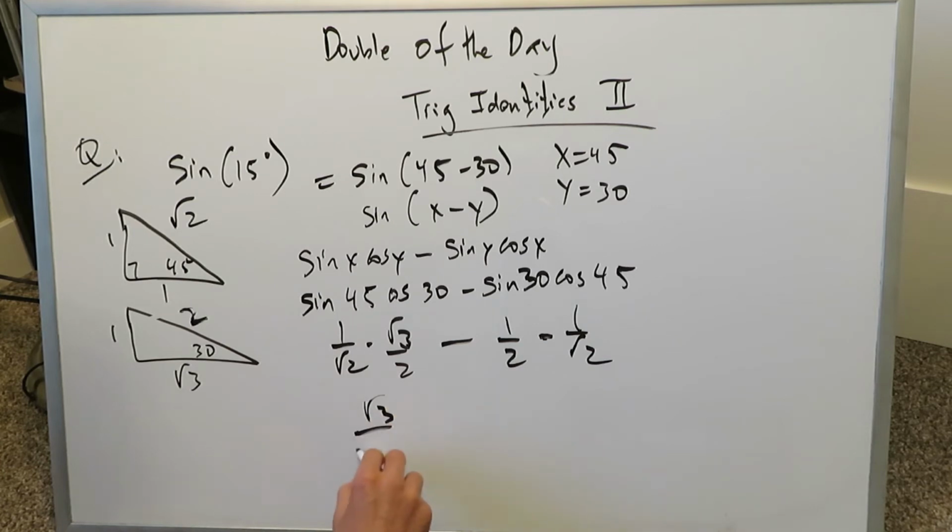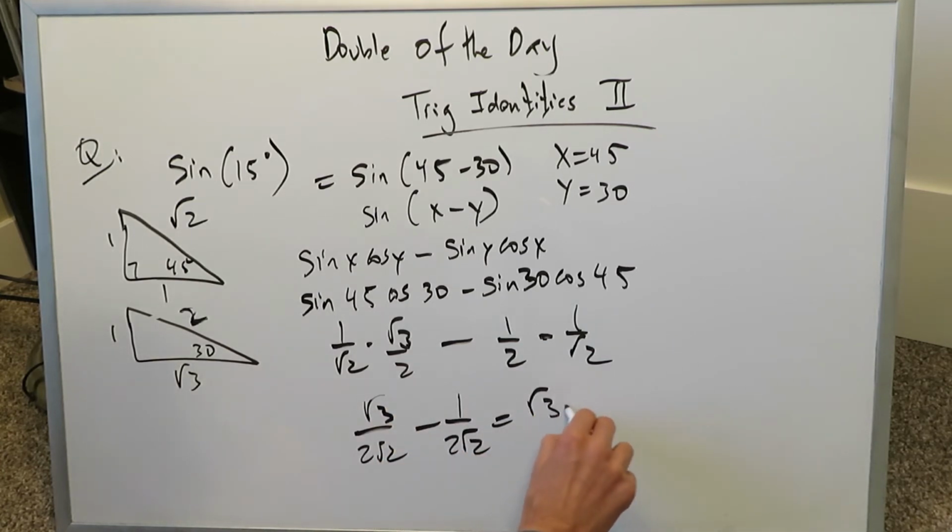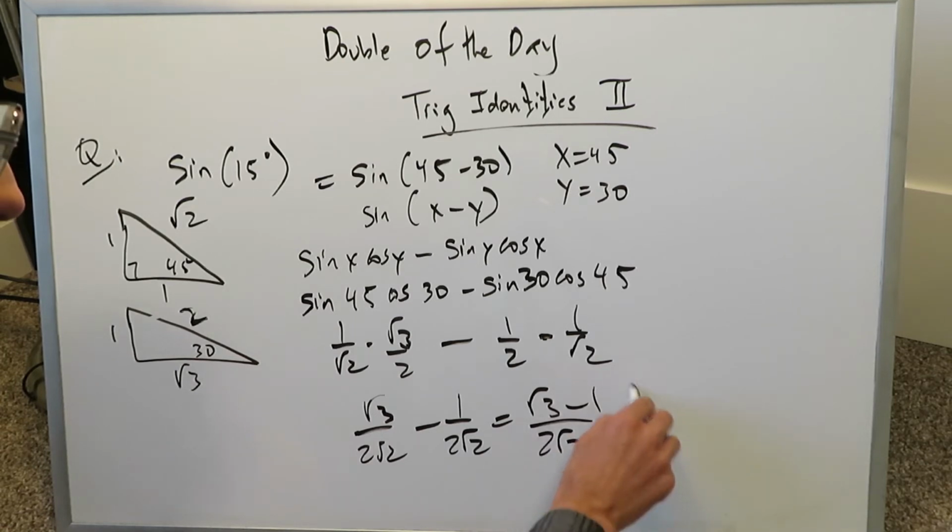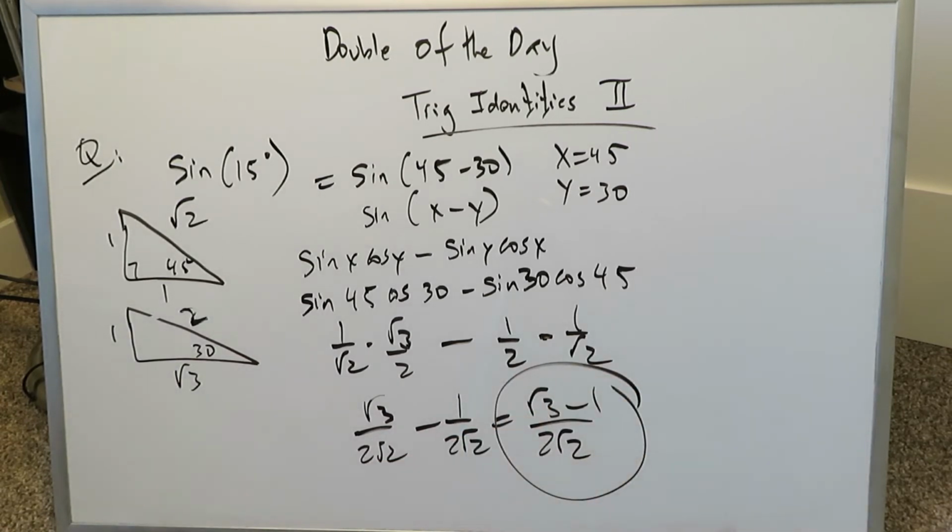You'll have root 3 over 2 root 2 minus 1 over 2 root 2. Your answer will be root 3 minus 1 over 2 root 2. And this right here, you can present that as your final answer, or you can present a decimal answer, and I will present a decimal answer.